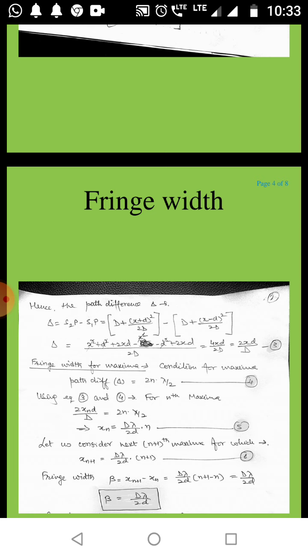Now let us consider the next, (n plus 1)th maxima, for which the equation becomes: we put n equal to n plus 1. Therefore, x(n plus 1) is equal to D lambda upon 2d, and in place of n, we will put n plus 1. Therefore, we will get two equations, equation 5 and equation 6.